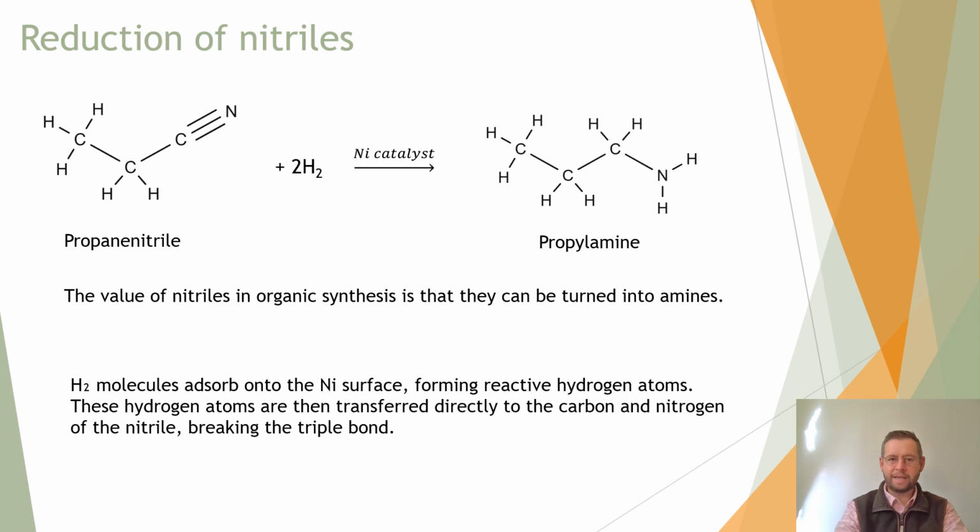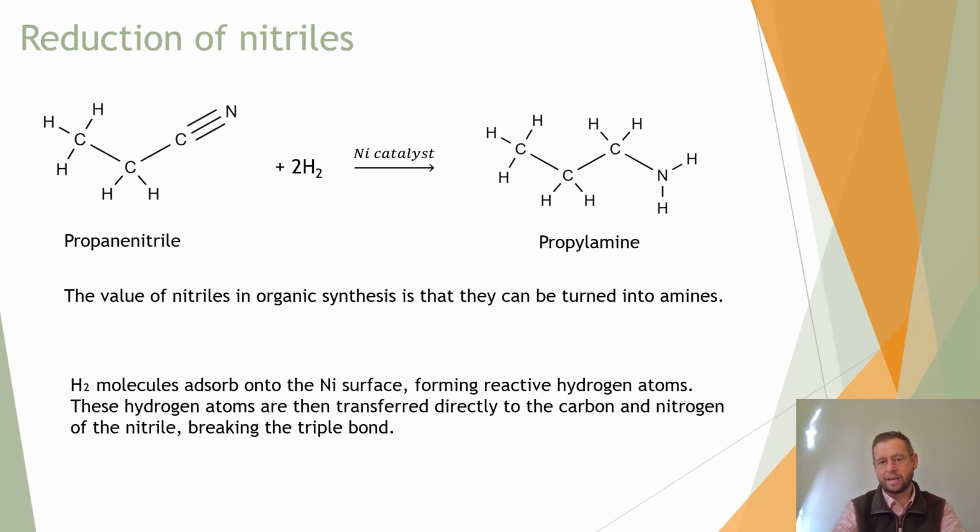So once we've made a nitrile by, say, reacting a haloalkane with cyanide, we've got a longer carbon chain, but the problem is our carbon chain now has a triple carbon-nitrogen bond at the end of it. One of the things that would be most useful is if we could get rid of this as well. And so what we do is we reduce it.